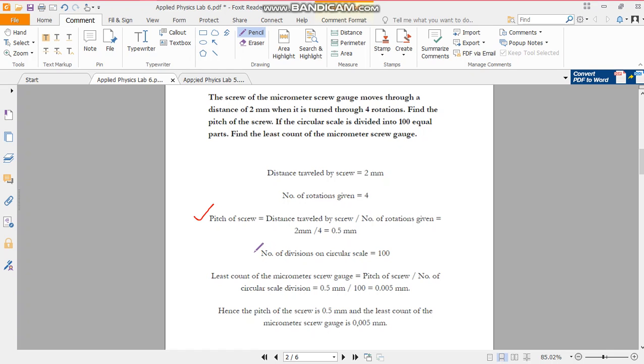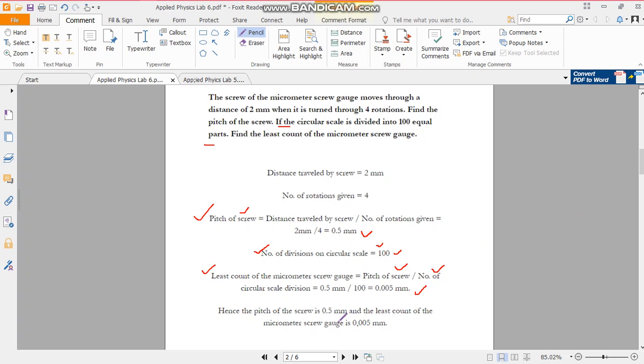Second thing is number of divisions on circular scale. This is another thing they said. If the circular scale is divided into 100 equal parts, so it is 100, find the least count of micrometer screw gauge. So what is the formula for the least count? Least count formula is pitch of screw gauge divided by number of circular scale divisions. So what was the pitch? Pitch here we find by this formula, that was 0.5 mm divided by number of divisions, that is 100. So the answer is 0.005 mm.